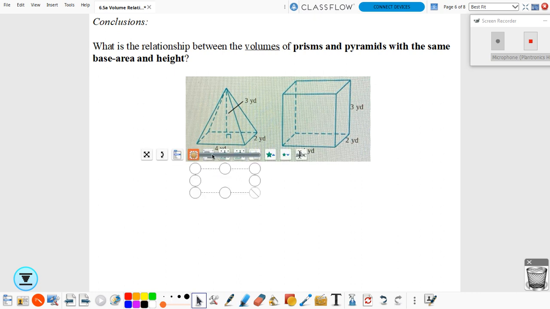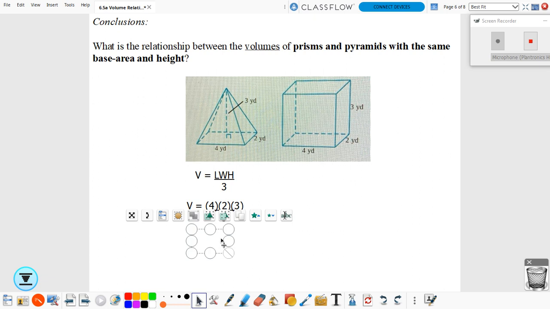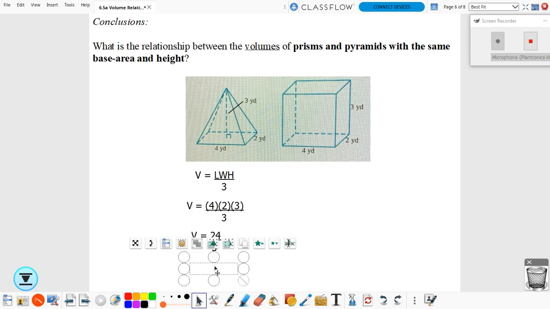So we're going to calculate the volumes of each of these. To calculate the volume of the rectangular-based pyramid, on your EQAO formula sheet it'll say square-based pyramid, but square or rectangle, it would just be length times width instead of b squared. We have length times width times height divided by 3. We plug in 4, 2, and 3. On the calculator, 4 times 2 times 3 equals 24, divided by 3. And sure enough, we have 8 yards cubed.